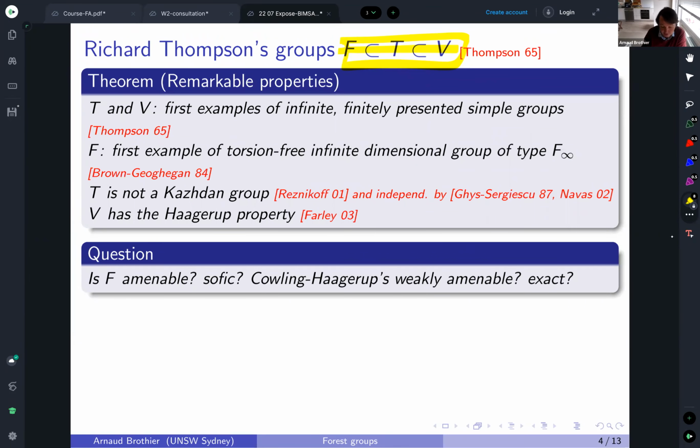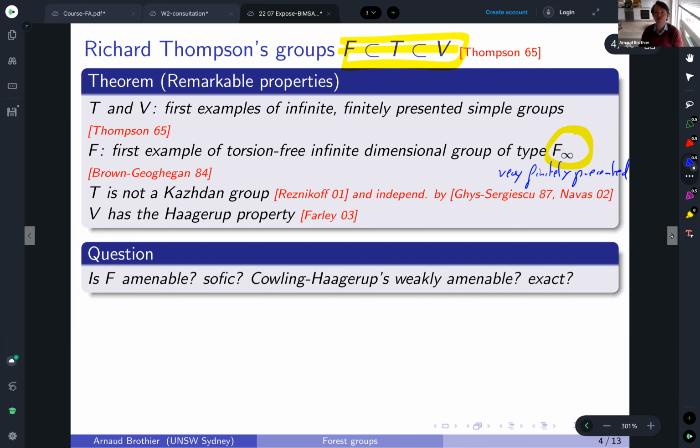The group F was also the first example to witness the following. So it's torsion-free. Okay. It's of type F infinity. So I didn't tell you what is F infinity, but basically it means it's very finitely presented, let's say. Okay. We're going to see that a bit later. But you should think of that as a strengthening of being finitely presented.